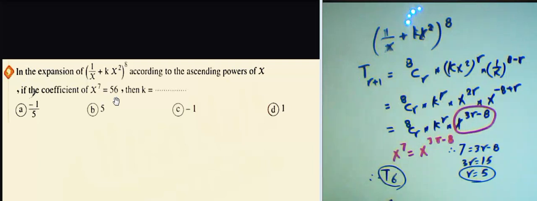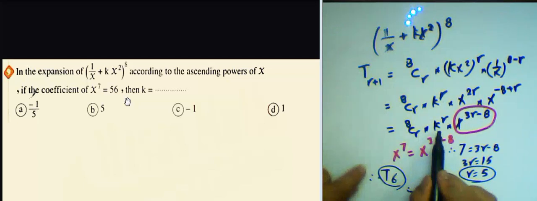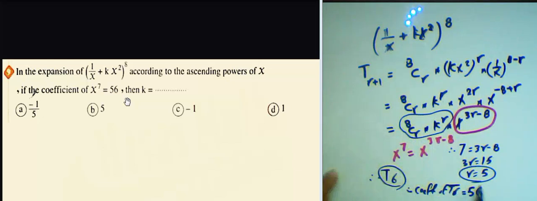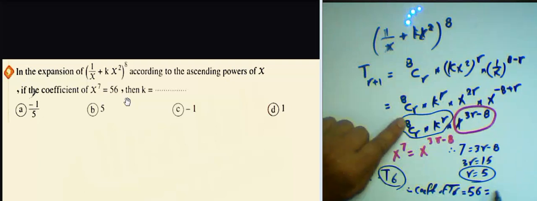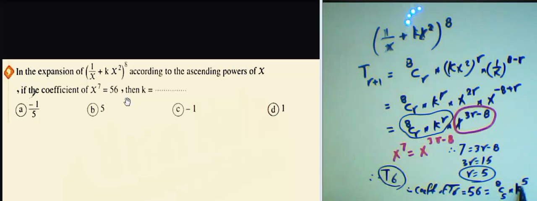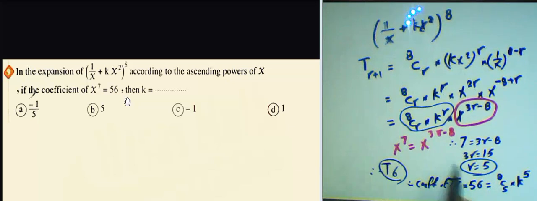Okay, term 6 here equals what? The coefficient equals 56. Then the coefficient of term 6, it tells us the result will be 56. Okay, put here in this coefficient r equal 5, it will be equal to 8 combination 5 multiplication by k power 5. Understood? I put r equal 5 because it tells us the coefficient of term 6 equals 56.